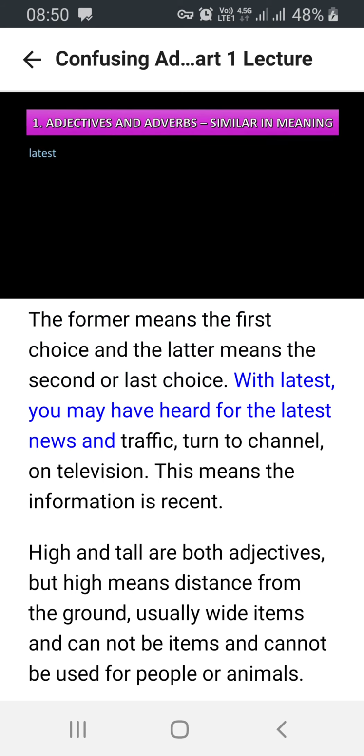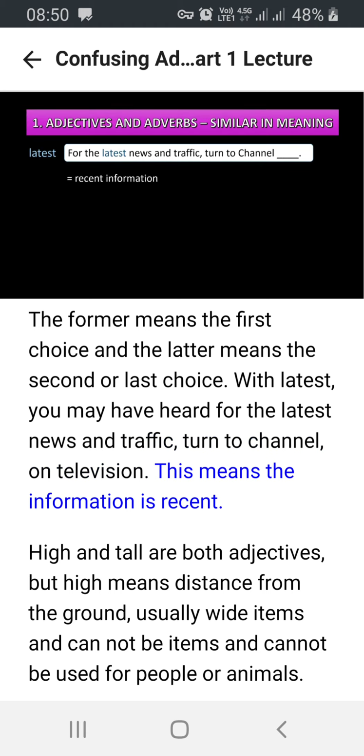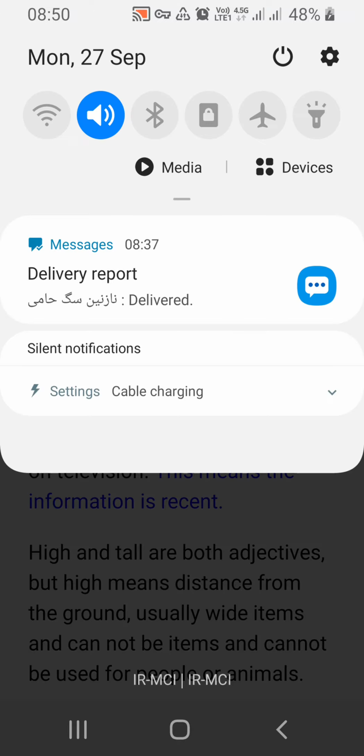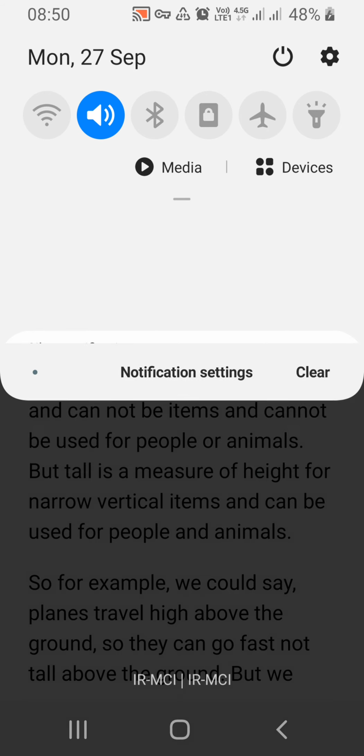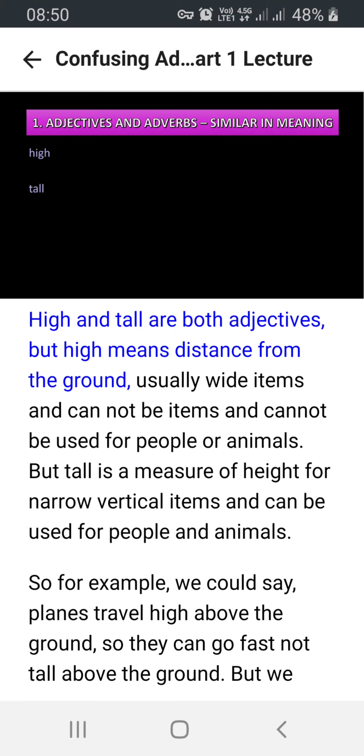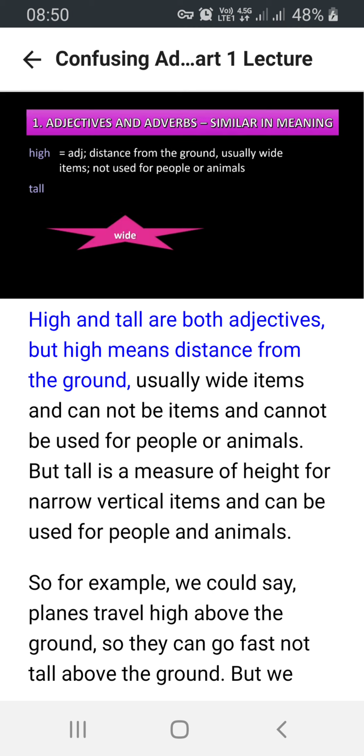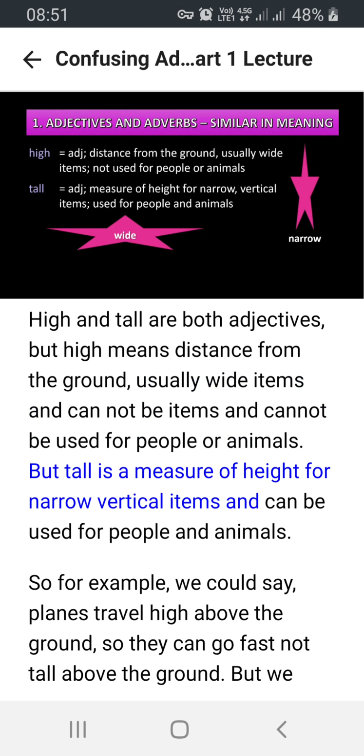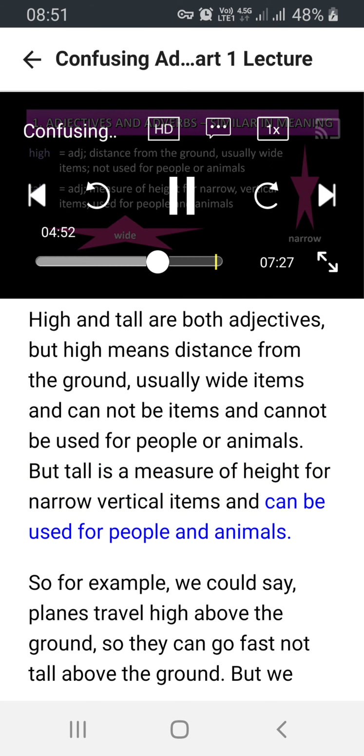With latest, you may have heard, "For the latest news and traffic, turn to channel" on television. This means the information is recent. High and tall are both adjectives, but high means distance from the ground, usually wide items, and cannot be used for people or animals. But tall is a measure of height for narrow, vertical items and can be used for people and animals.